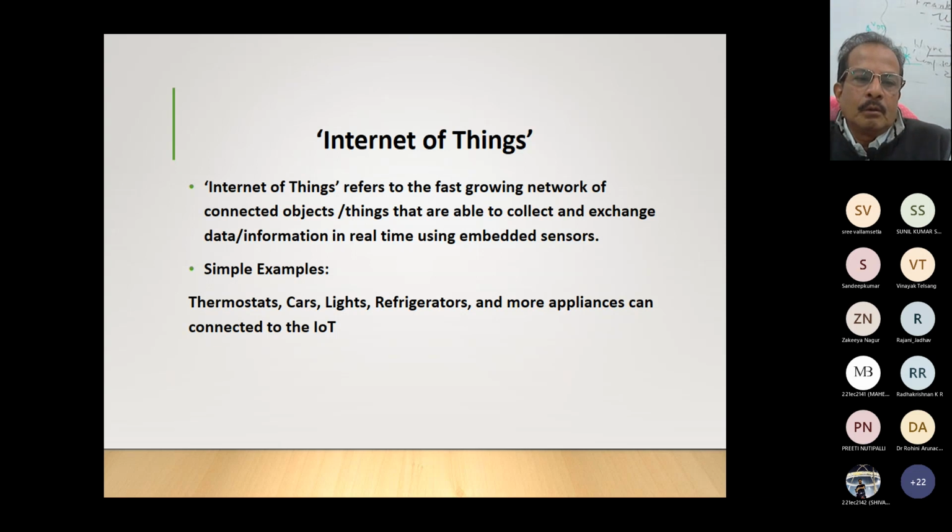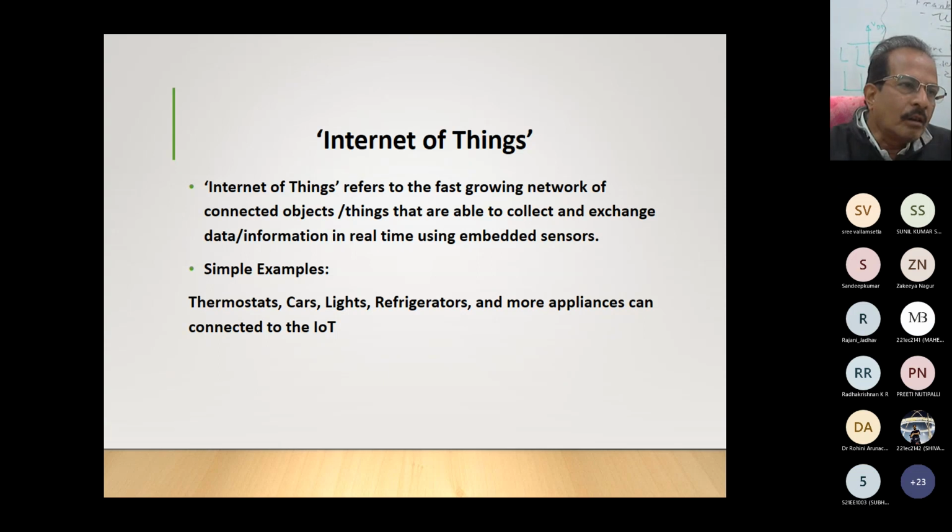The typical definition of the Internet of Things refers to the fast growing network of connected objects. The objects could be anything, but when you are talking about objects, these objects should be able to transmit data or collect data. Objects are things, because we are saying Internet of Things, but these are connected objects that collect and exchange data, or otherwise we call it information. But that should be done in real time using embedded sensors. So the philosophy here is not to do offline computation or similar things; the things are happening in real time.